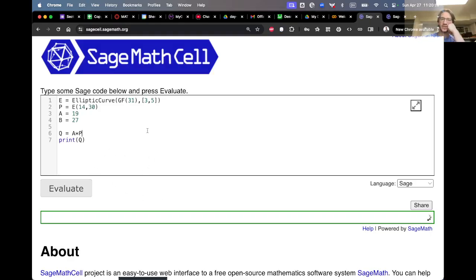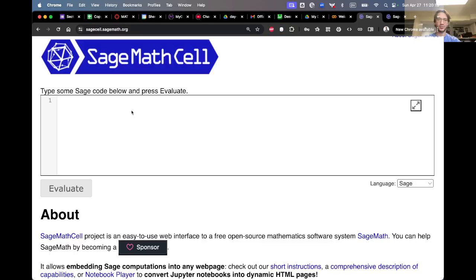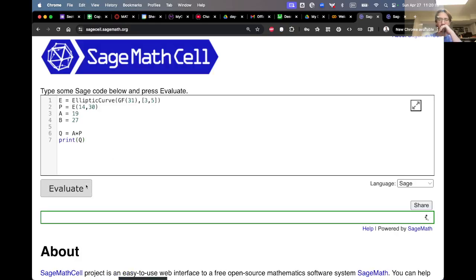This is taking a second. I might need to refresh this page. Let me refresh this page really quick and try again. There we go. And Alice gets the point (28, 0). So I'm just writing that down. That is what Alice gets, and that's what she sends to Bob. The point (28, 0). She sends that to Bob as well as the rest of the world. Everyone sees that point that she sends.